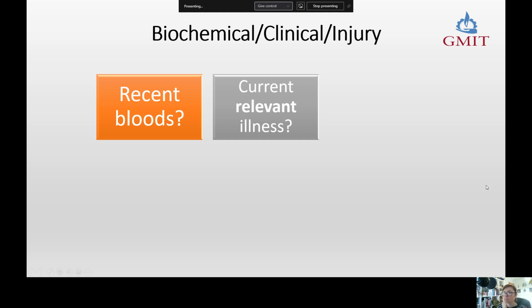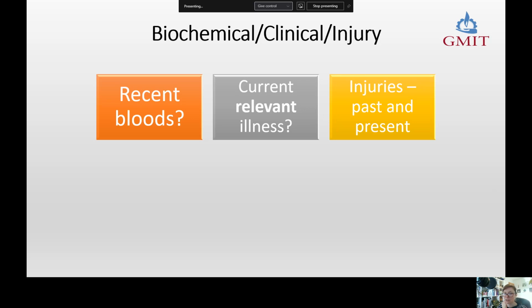Diabetes, cardiovascular disease. There are a few relevant ones, but it's up to you to identify whether it is relevant or not relevant. That can be difficult sometimes. But for most athletes, you'll find that they don't tend to have much of an illness history.